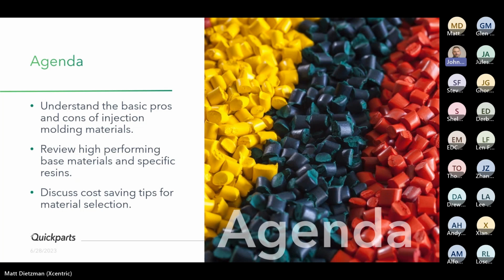So the agenda for today: just understanding the basics, the pros and cons of injection molding materials. What are the materials, what are the types, I guess. We're going to review some base materials, or more of your common type materials, look at the pros and cons, where you would use them and whatnot. And then discuss cost saving tips, or the process for selecting a material for your part.